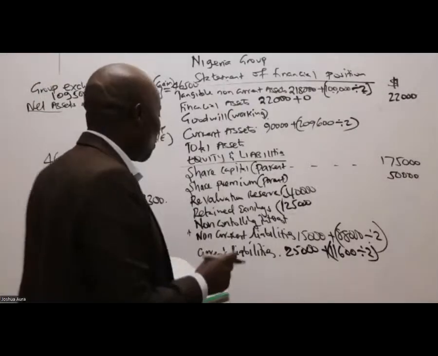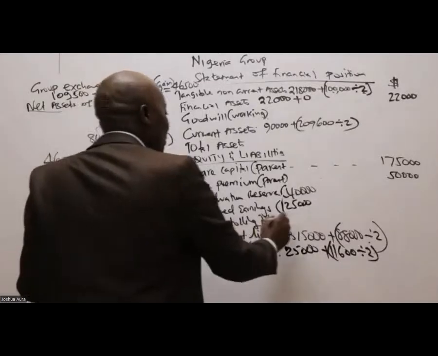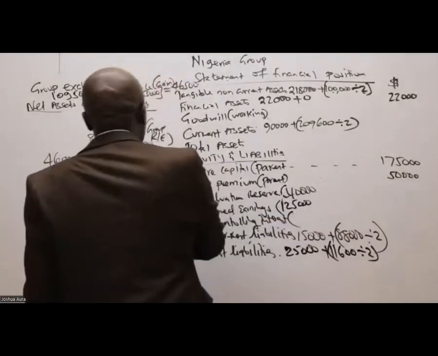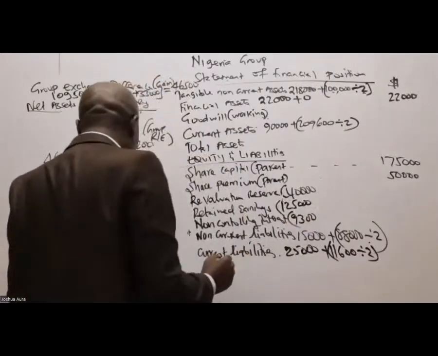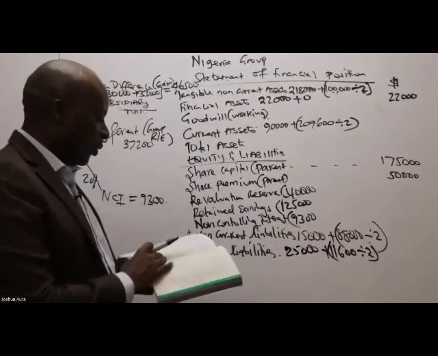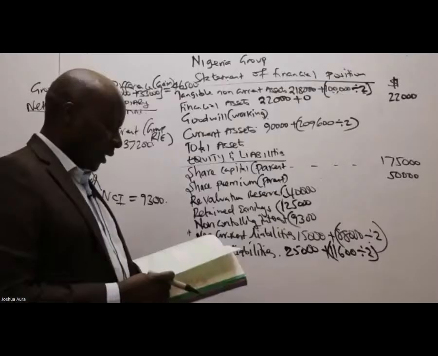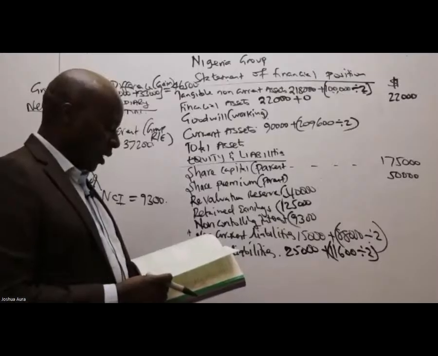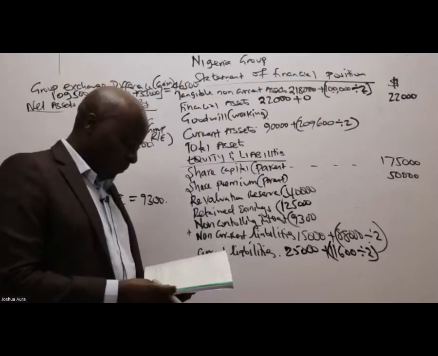So you can start building up the NCI. So this non-controlling interest, please come and put brackets there. Already I can see they have 9,300. I can start that. That's very good. Great.